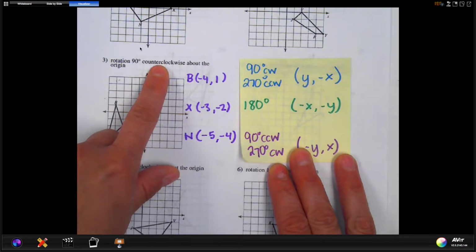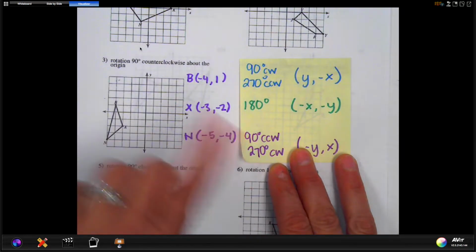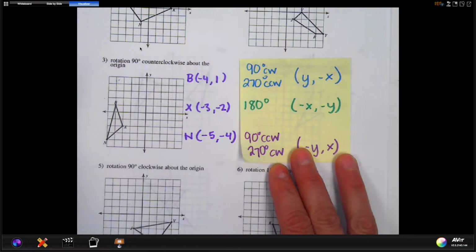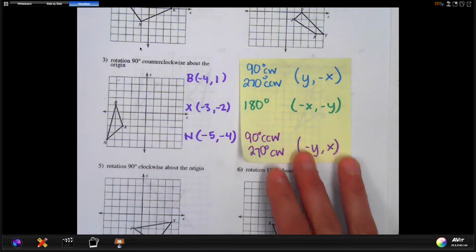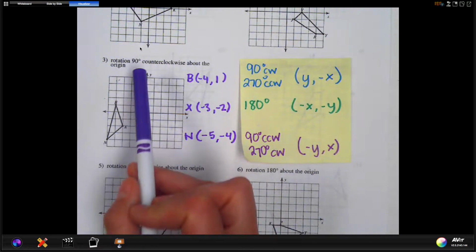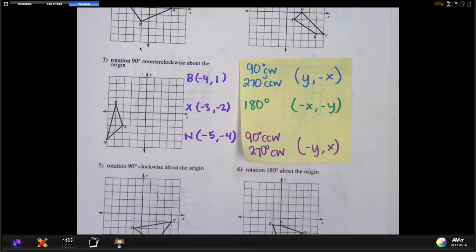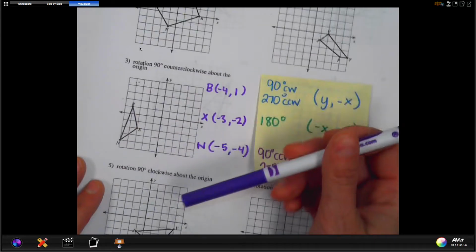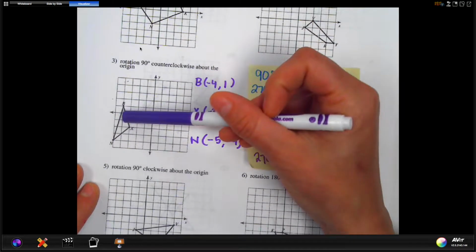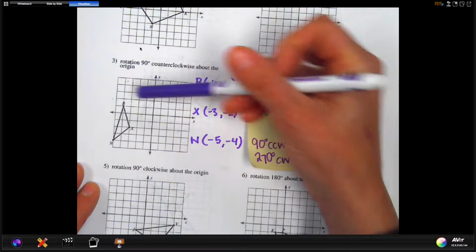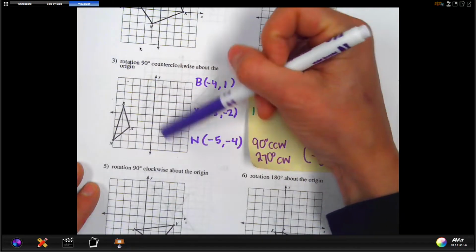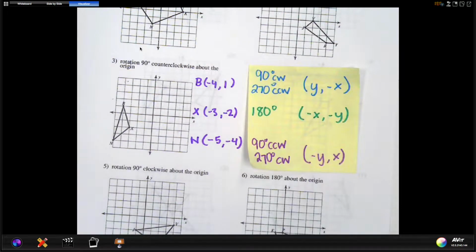Remember, counterclockwise means we are going against the clock. So the clock is moving around in this direction. We want to go the other direction. So 90 degrees also, let's not forget, that means one quadrant. So before we even start, this triangle here is going to go counterclockwise. So it's going to go this direction, and it's going to go one quadrant. So we know it's going to land somewhere over here, but we have to be accurate.